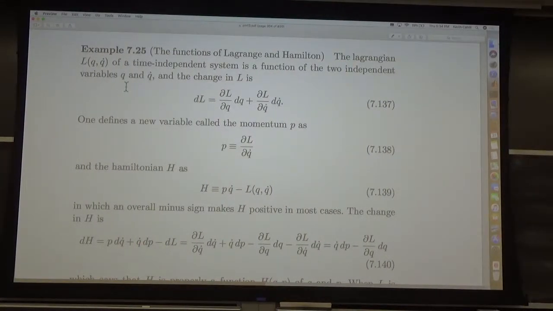So an example of the Legendre transform is the Lagrangian and the Hamiltonian, functions of Lagrange and Hamilton. Now the Lagrangian is a function of q and q dot and sometimes of the time. If it's only a function of q and q dot, then dL is this. p is always the partial of the Lagrangian with respect to q dot.